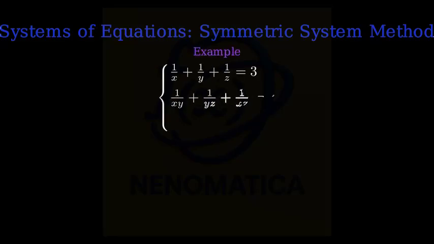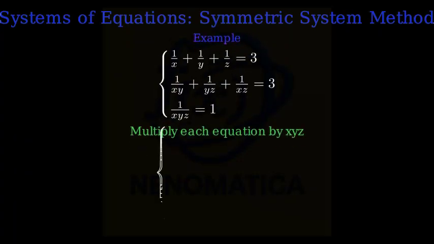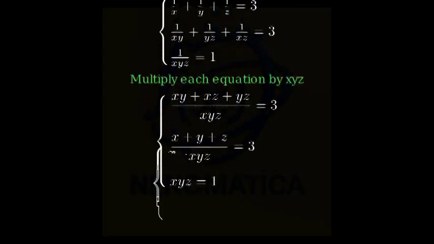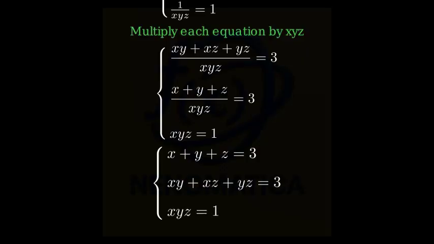Step 1. Write the given system exactly as stated. It contains 3 equations, one with single reciprocals, one with pairwise reciprocals, and one with the triple reciprocal equal to 1. Step 2. Clear denominators by multiplying each equation by xyz. This step must be done carefully for each line. Now cancel common factors to obtain the clean symmetric sums. We get x plus y plus z equals 3, xy plus xz plus yz equals 3, and xyz equals 1.